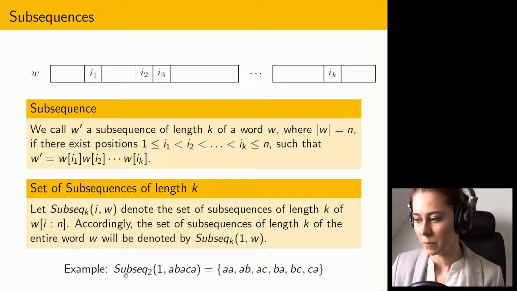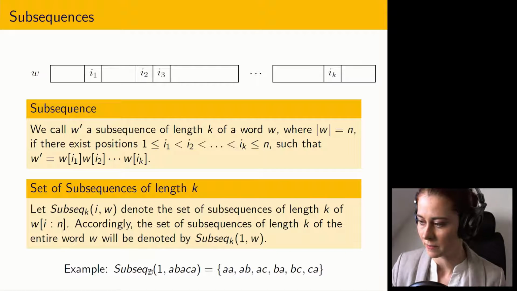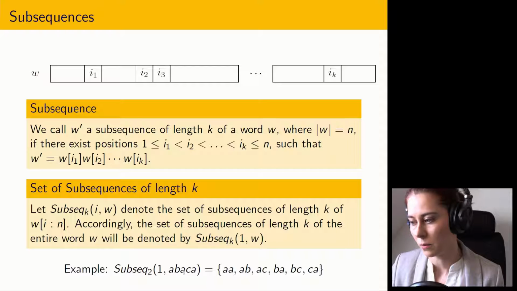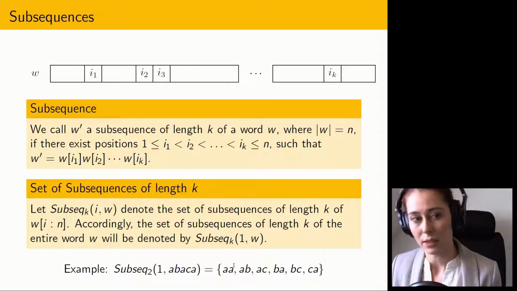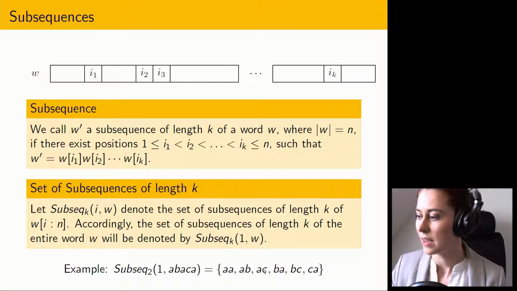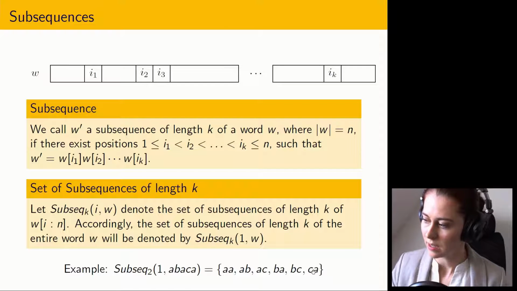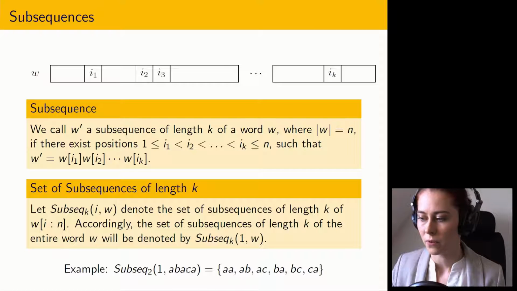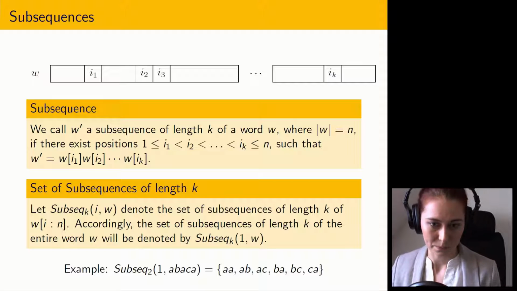So here we have a small example. We want to have all the subsequences of length 2 inside of the word ABACA, starting from position 1, so for the whole word. And as we can see here, the subsequences are AA, AB, AC, BA, BC, and CA. So CB, for example, is not possible because the B occurs before the C in this word.